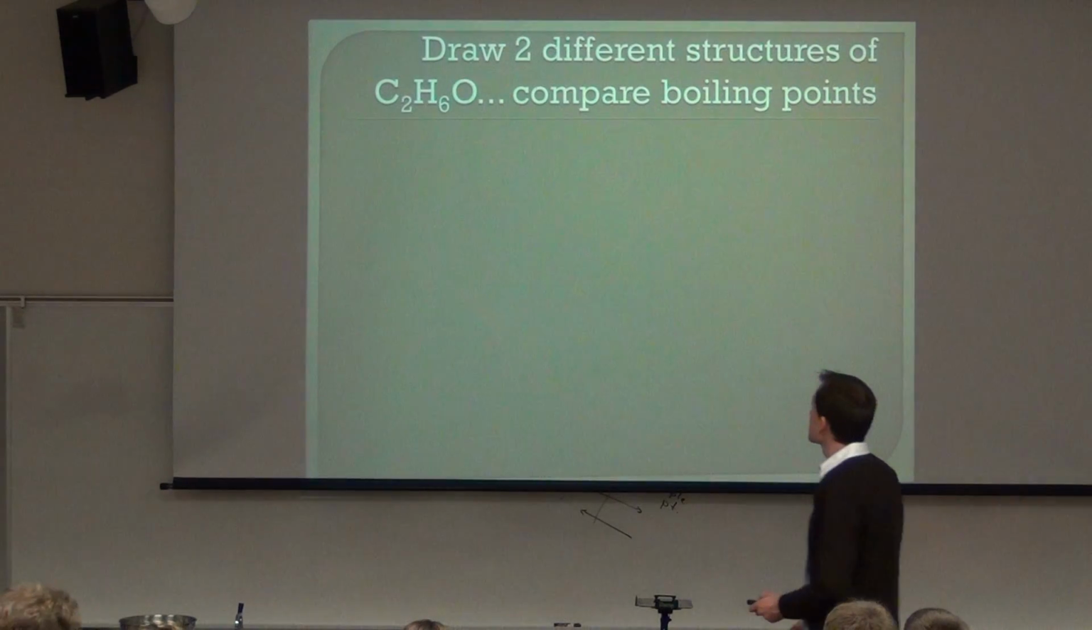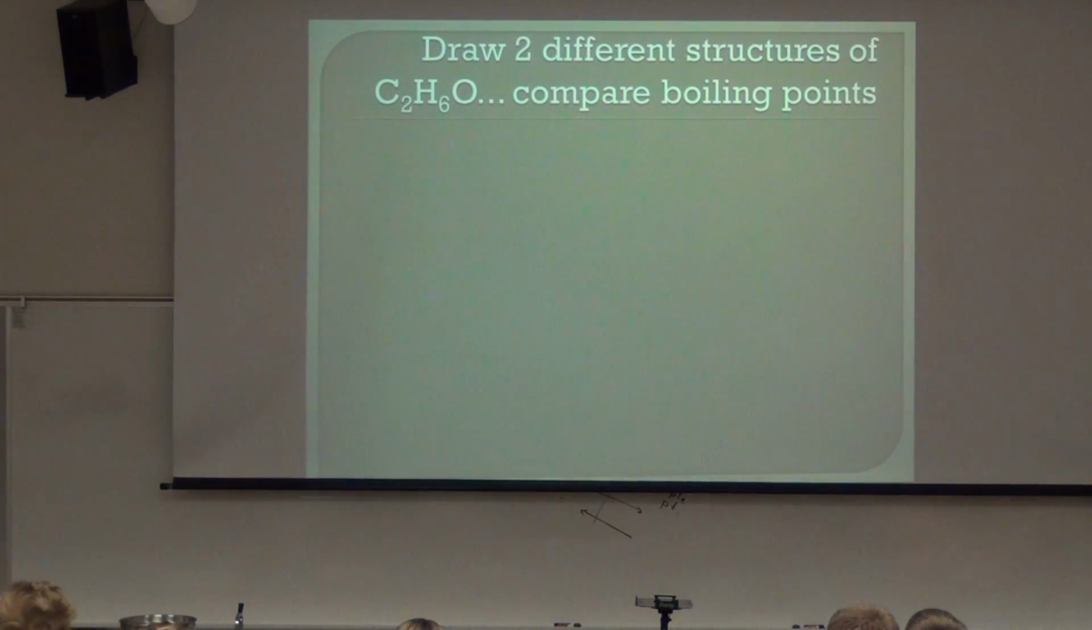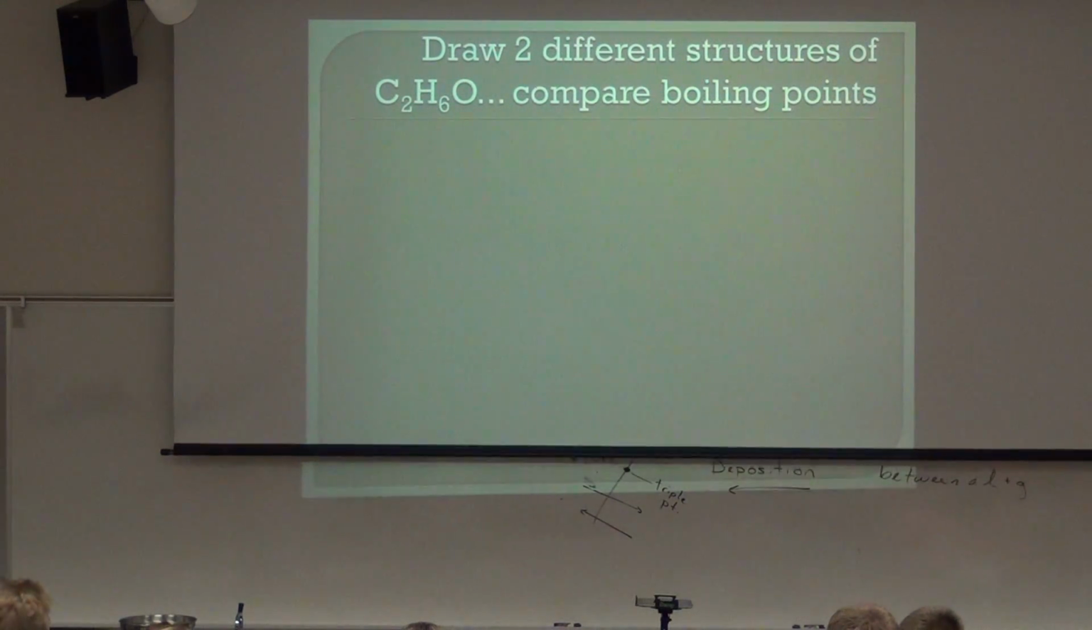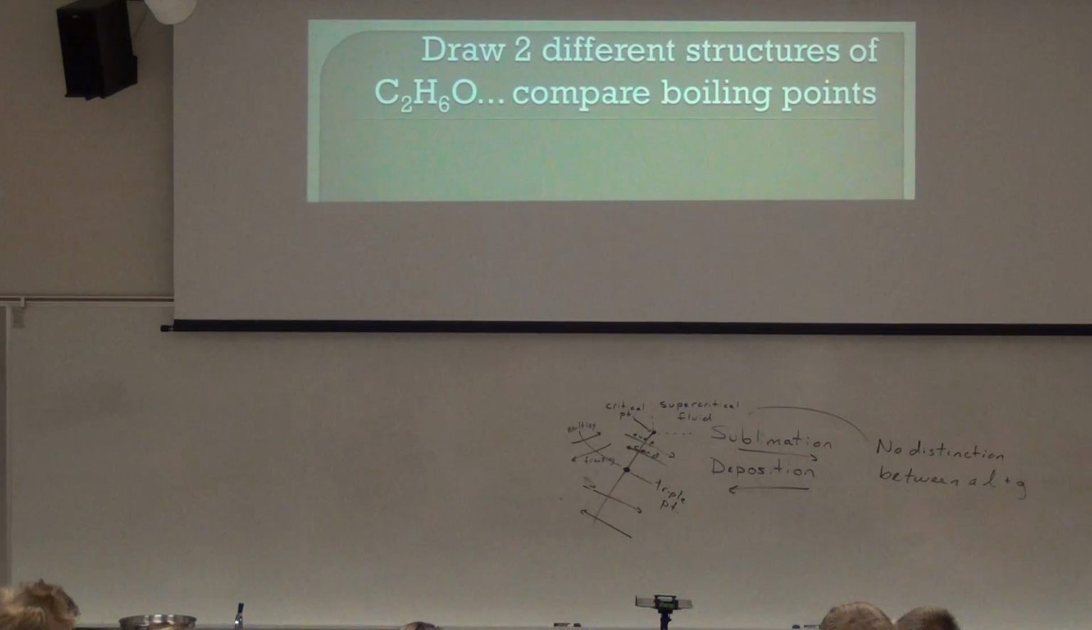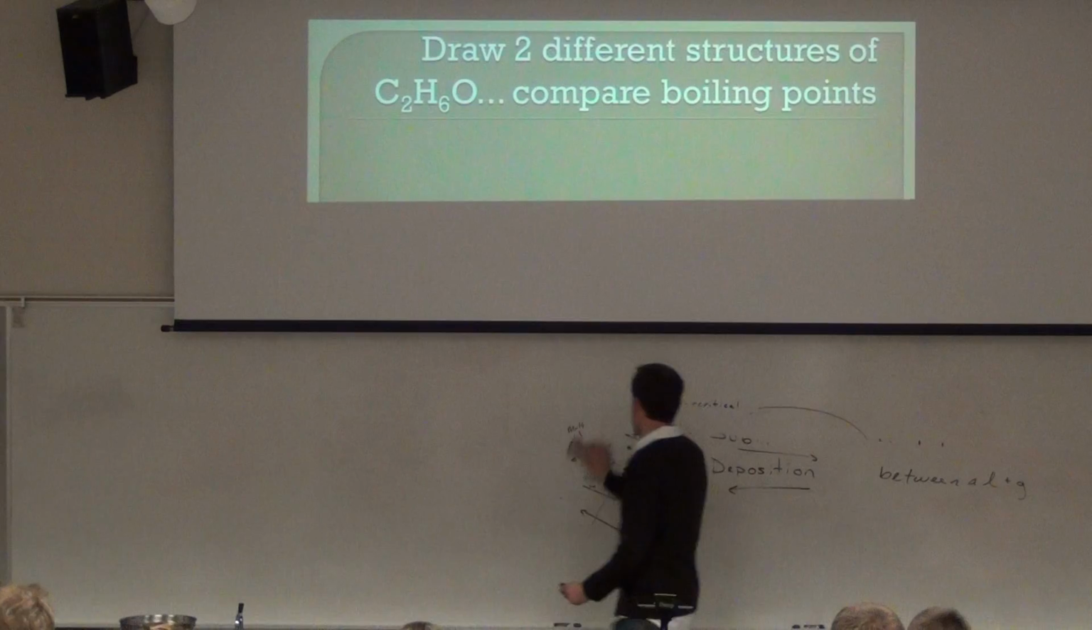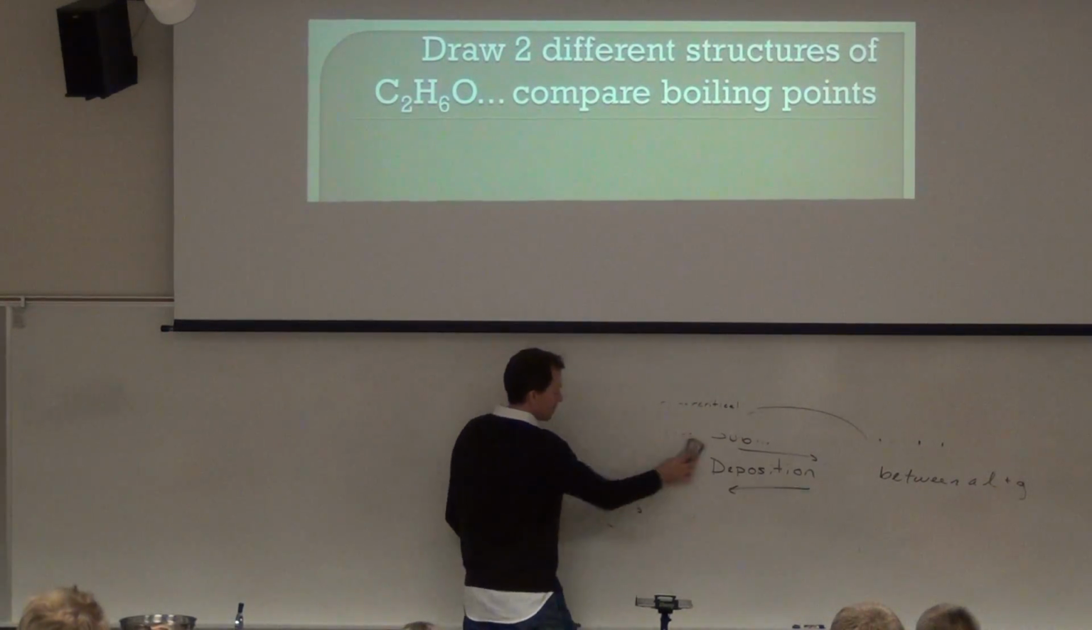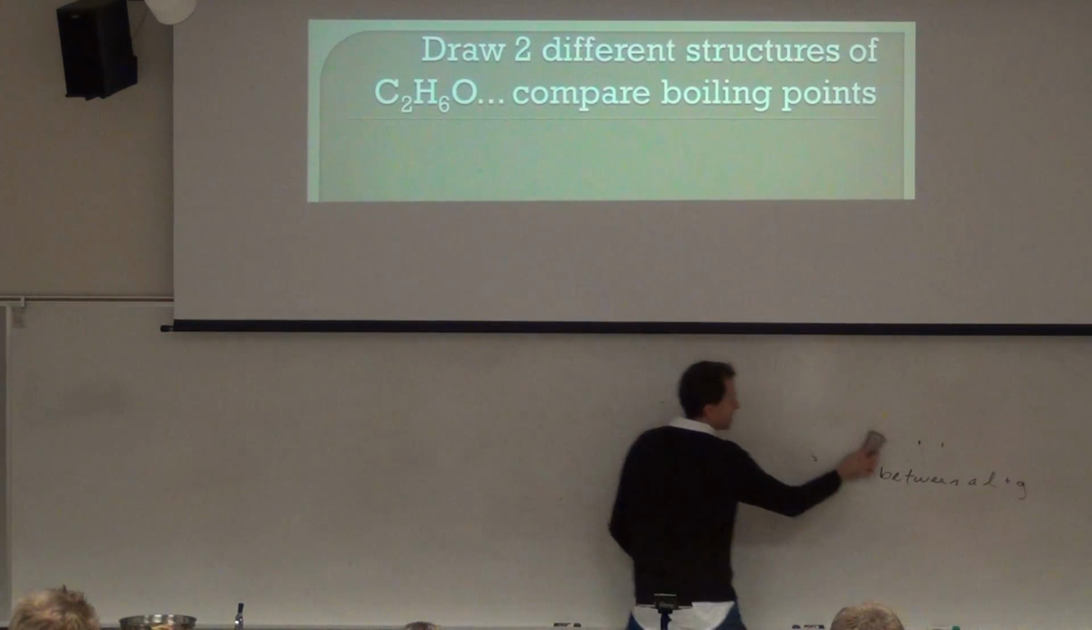All right, let's get to the next one here. All right, so draw two different structures of C2H6O. Compare boiling points. So what I want to do, anybody have an idea what I could draw? What can I draw? We're going to draw them underneath together. What's one? Maybe you know the name, maybe you just know how to describe it to me.